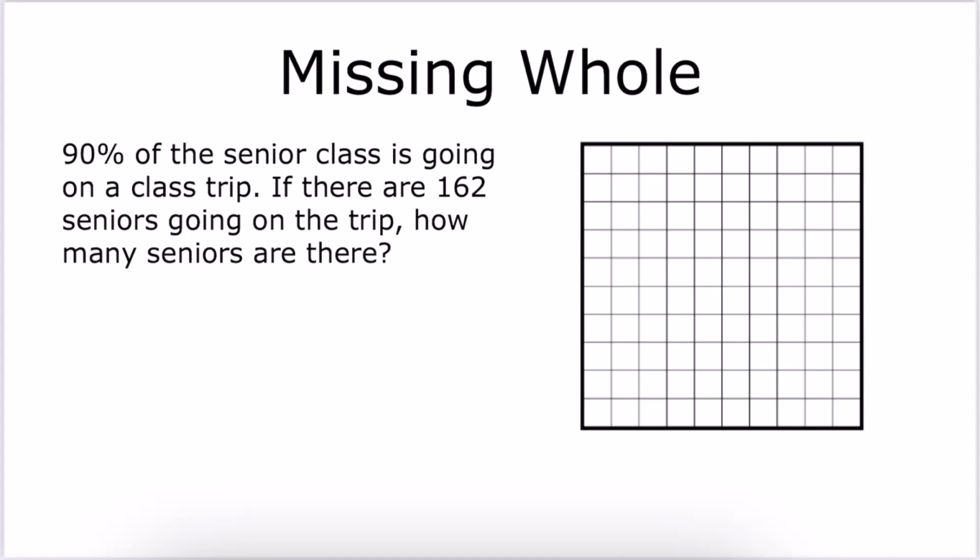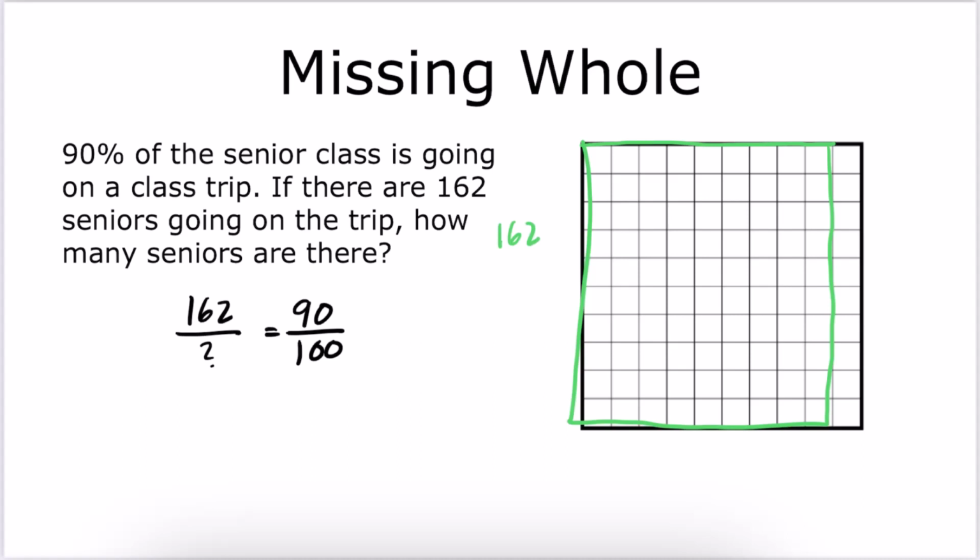So in this case, we have 90%, so 90 out of 100. And the seniors that are going on the trip are 162. So we have 162 is equivalent to the 90%. And we want to figure out how many seniors there are total. So the way that we would solve this problem is we would say, okay, well, the 90% is this section right here. And we know that that section is 162 seniors.